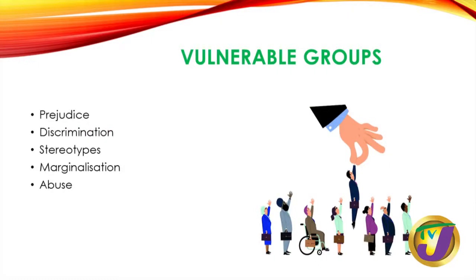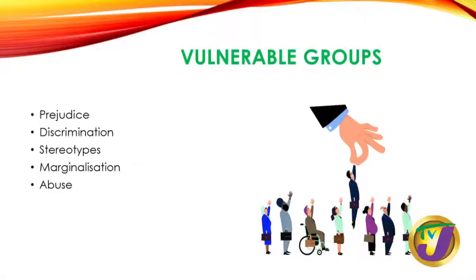All right, so the idea of social justice is predicated on some words, right? So there are generally some terms that are used when you're talking about justice or the lack thereof. So you have prejudice, discrimination, stereotypes, marginalization, abuse. All of these are words that we will see coming out when we're talking about social justice.